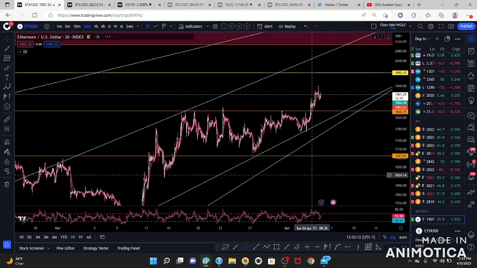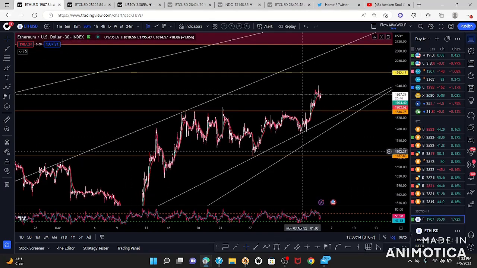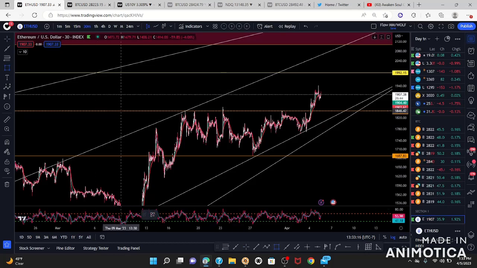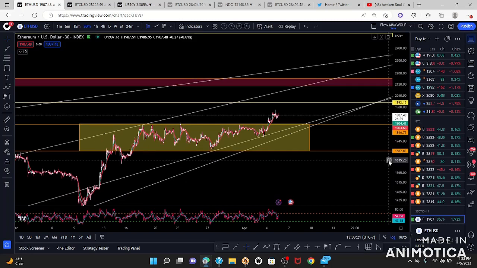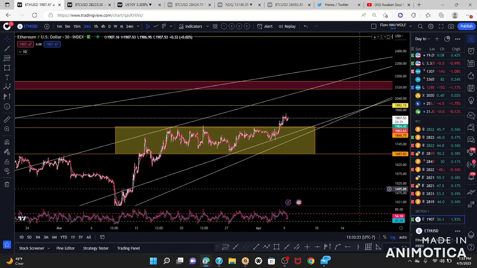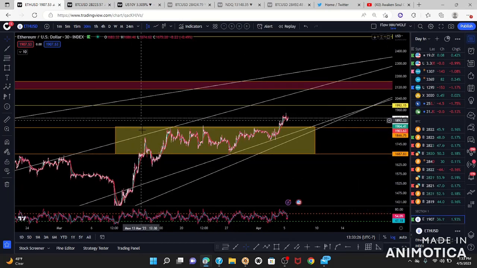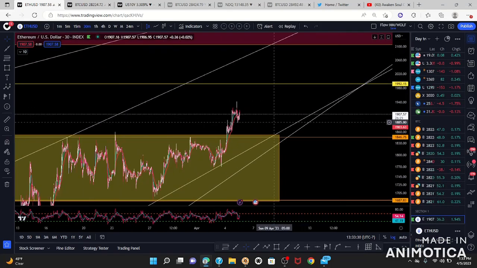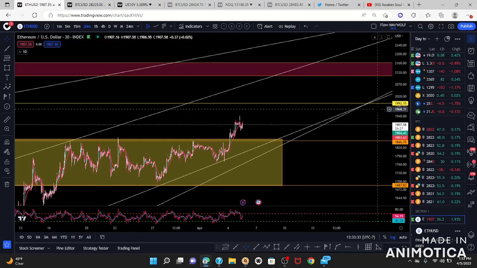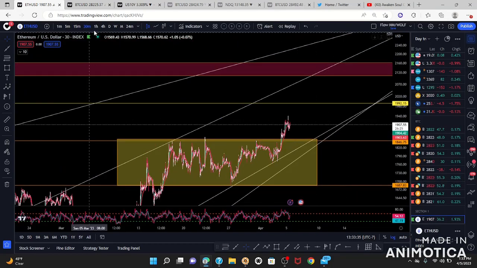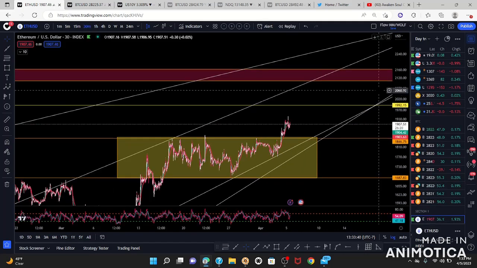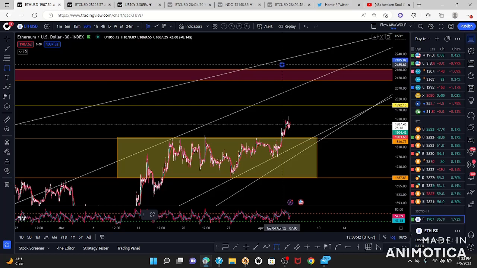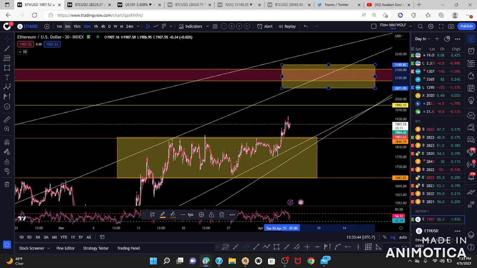So I was talking a lot about this contraction phase going on here. So we broke it to the upside, obviously, right? To the upside. So we are in a trend phase, per my observation. So we have a trend, contraction, then we're going to have a trend and a new contraction. So I don't think this trend is done yet till we get probably to our order block up here, right? And then go from there.